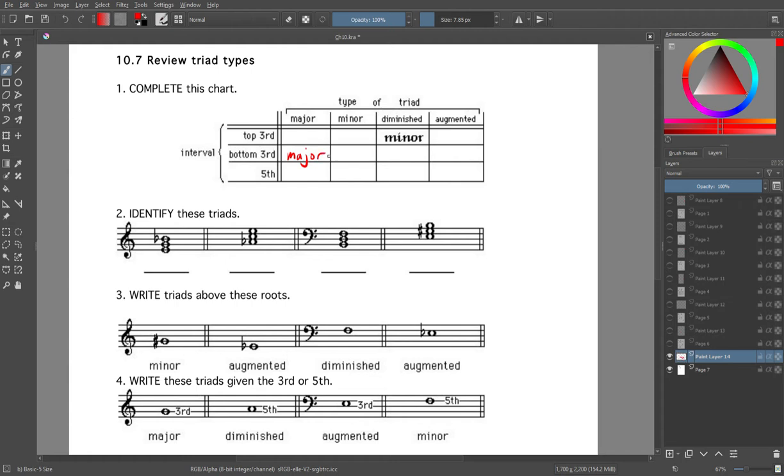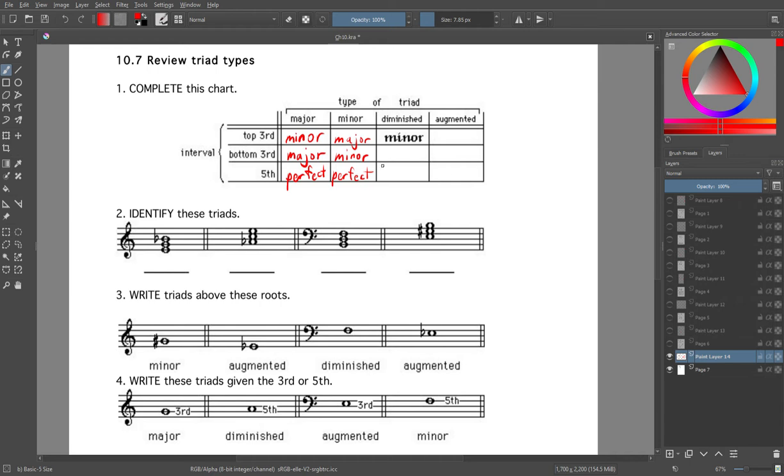is a major triad. Now with major and minor, you just do the opposite for the top third. So that's going to be a minor triad on the top. The fifth is going to be perfect for both major and minor. Now minor is also named after the bottom third. It's basically the opposite of the major triad.